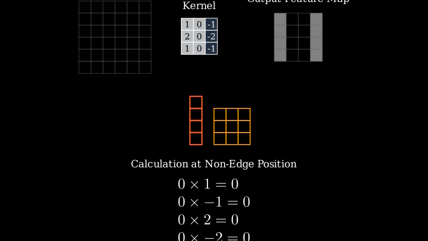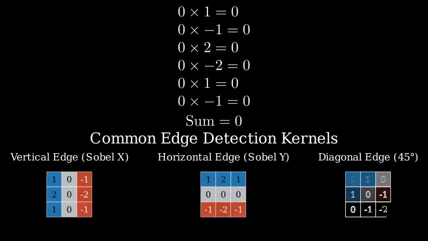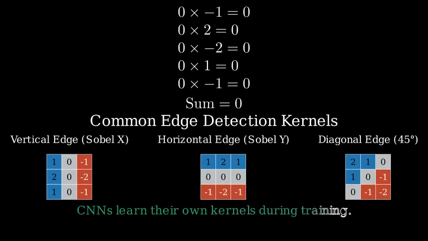In a convolutional neural network, the amazing thing is that these kernels aren't manually designed, they're learned during training. Early layers usually learn to detect simple features like edges, while deeper layers combine these to recognize more complex patterns like textures, parts of objects, and eventually entire objects. The output of each convolution operation is typically passed through an activation function, like ReLU, which introduces nonlinearity and allows the network to learn more complex relationships.